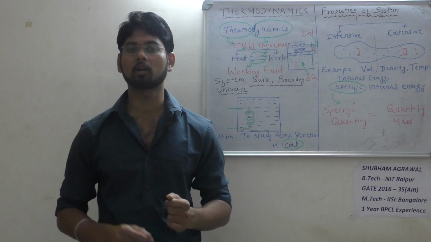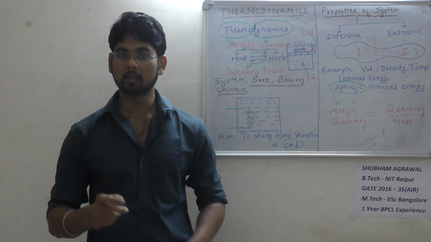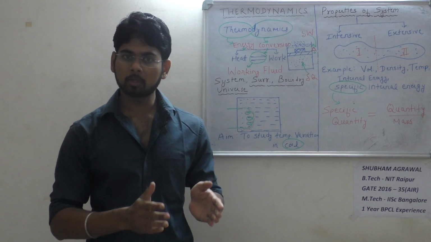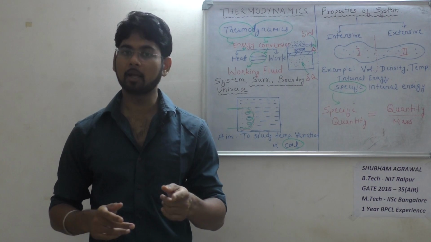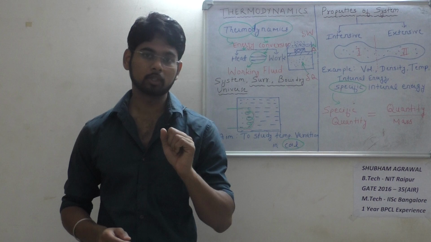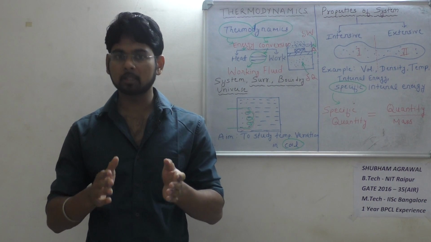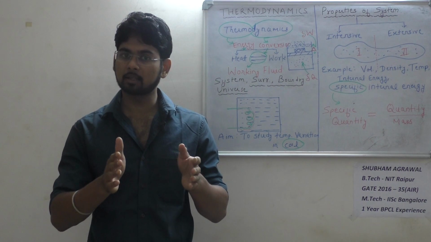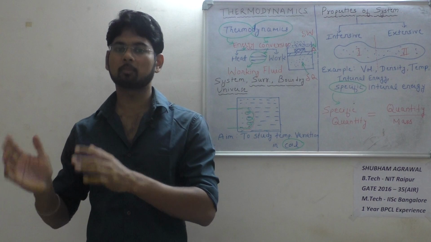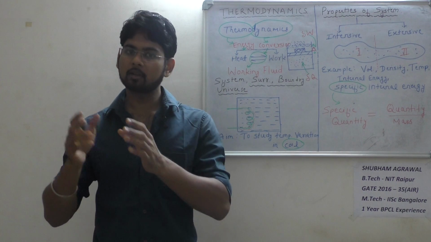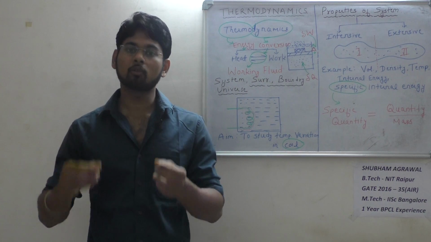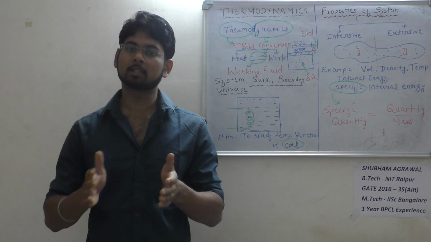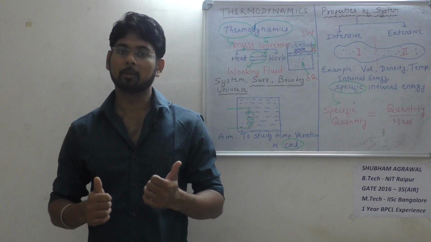Now talking about specific internal energy. What is this quantity? Whether it is an intensive or extensive property, it is an intensive property. Why? What does this term specific mean? A specific quantity in thermodynamics is actually a quantity per unit mass. So specific internal energy is internal energy per unit mass. Since we have already divided the internal energy by mass, it is obviously independent of mass. Therefore specific internal energy comes under intensive property.